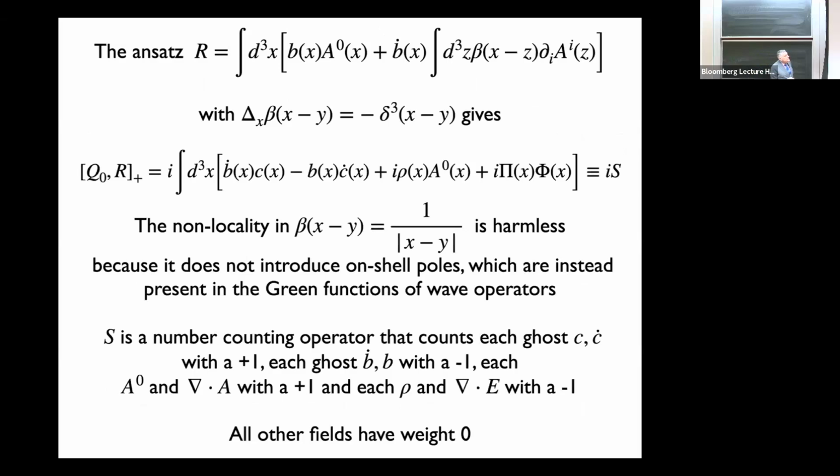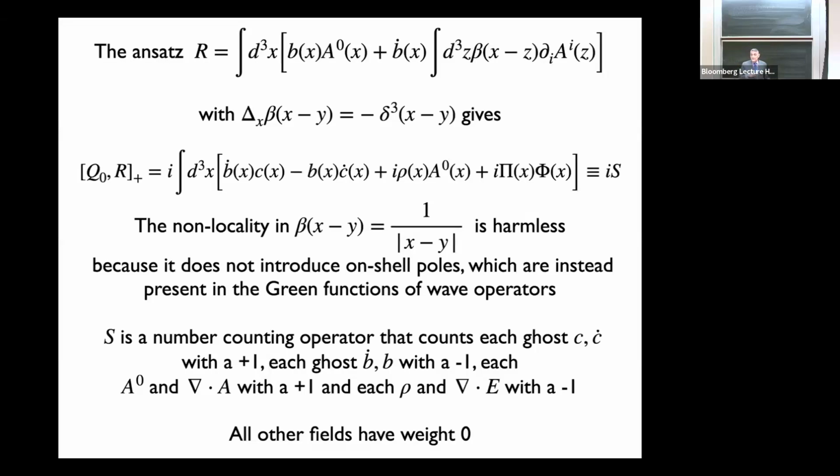Now, there are non-localities everywhere, right? Because there is a Green's function hidden in the definition of phi. But this is a harmless non-locality, because here beta is the Green's function for an elliptic operator, right? So it does not introduce unphysical poles, which would be present if I was using the Green's function of a hyperbolic operator.